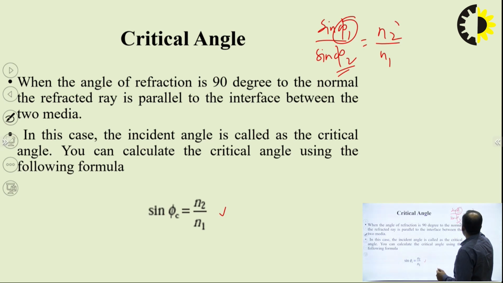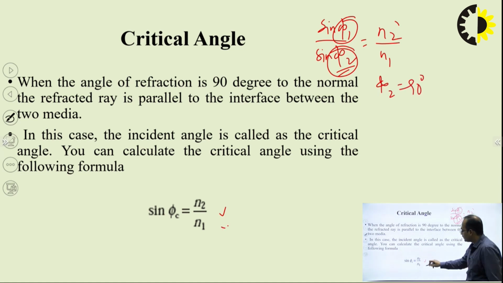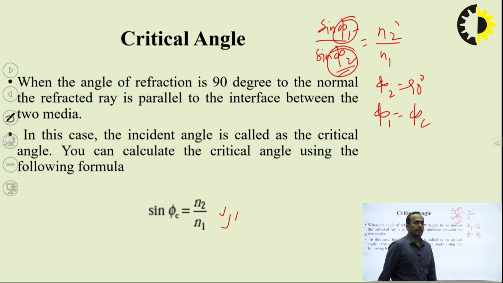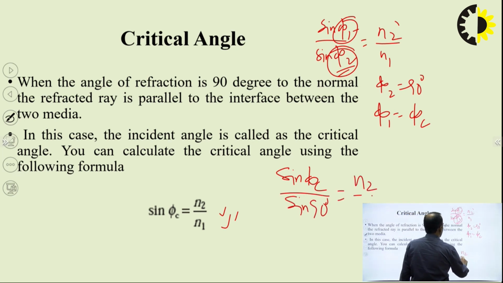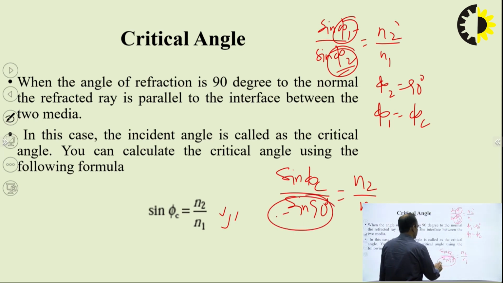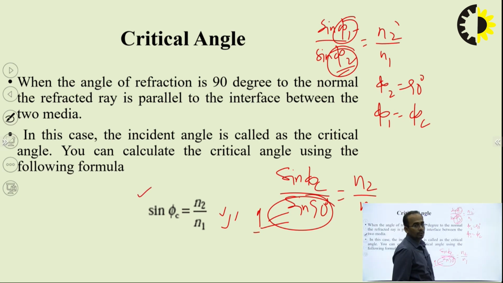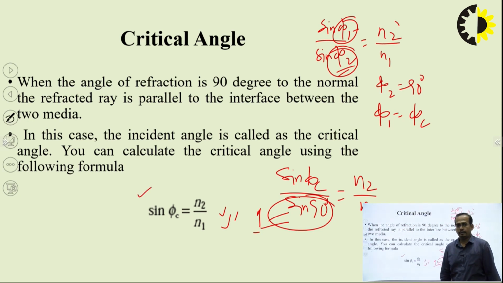So if I am moving from medium 1 to medium 2, and this angle phi 2 is 90 degrees, then you will get this condition. Then phi 1 will become phi c. Then what will you get? Sin phi c upon sin 90 is nothing but n2 by n1. Sin 90 is nothing but 1. So you will get sin phi c is equal to n2 by n1.